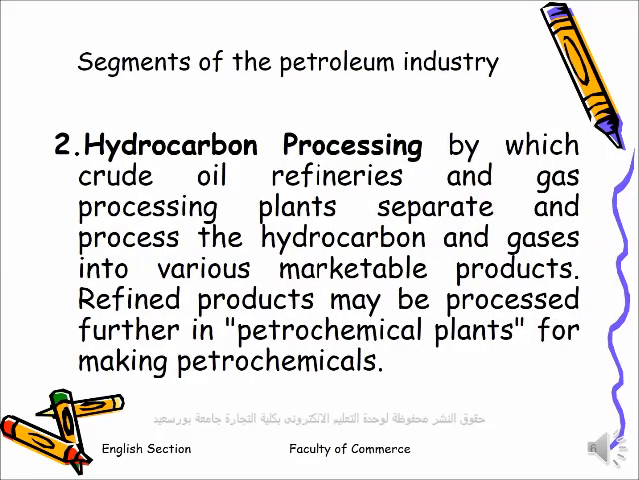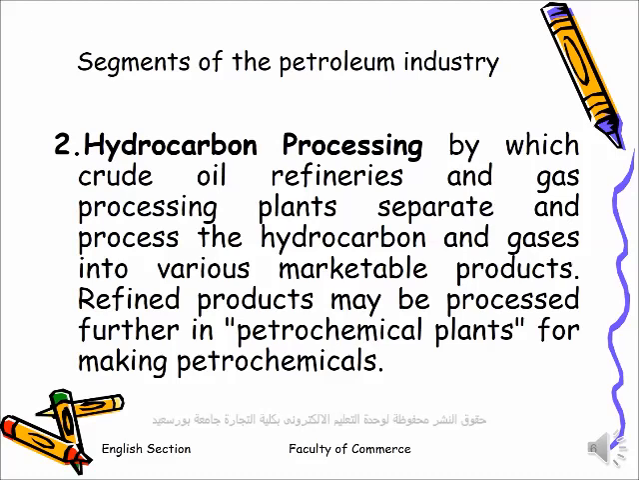The second segment is called hydrocarbon processing. By this segment, crude oil refineries and gas processing plants separate and process the hydrocarbons and the gases into various marketable products. Refined products may be processed further in petrochemical plants for making petrochemicals.